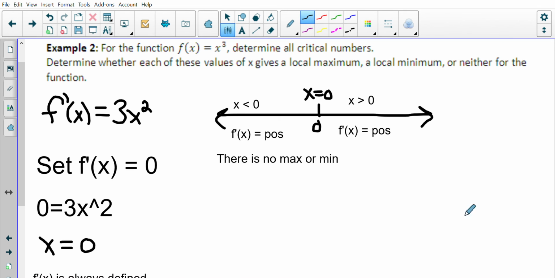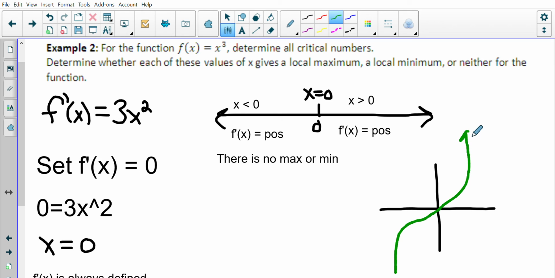And if you're familiar with this graph of x cubed, again, I wanted to pick a graph that maybe you are familiar with because we did touch on this graph in advanced functions. It looks something like this. So it's just constantly increasing. There's no top or bottom there for this particular one.